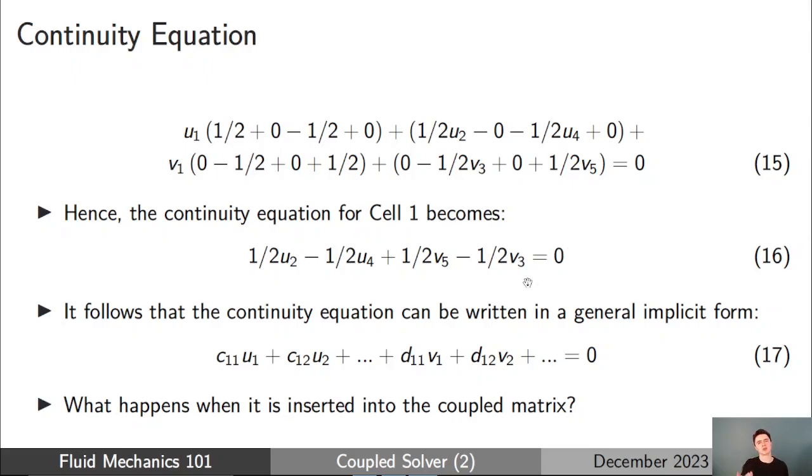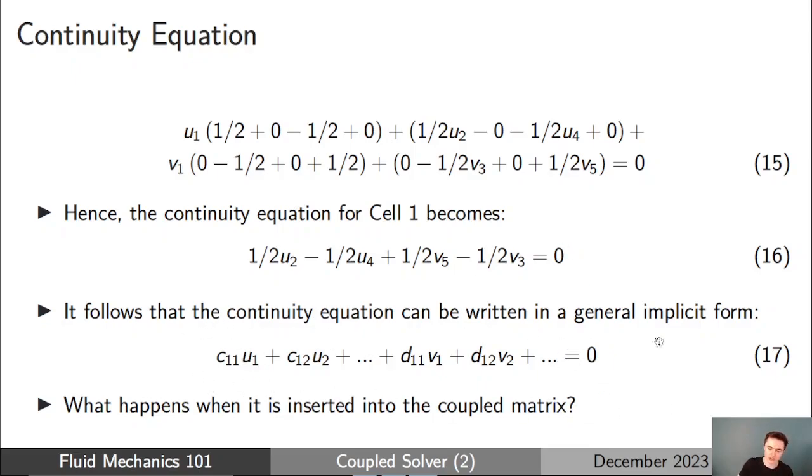But what I really wanted to emphasize for you with this example is that the continuity equation can just be written in this general form, where we've got a coefficient multiplied by U1 plus a coefficient multiplied by U2 plus a different coefficient multiplied by V1, a different coefficient multiplied by V2, all the way through for all of the cells in the mesh, and that's just equal to 0.